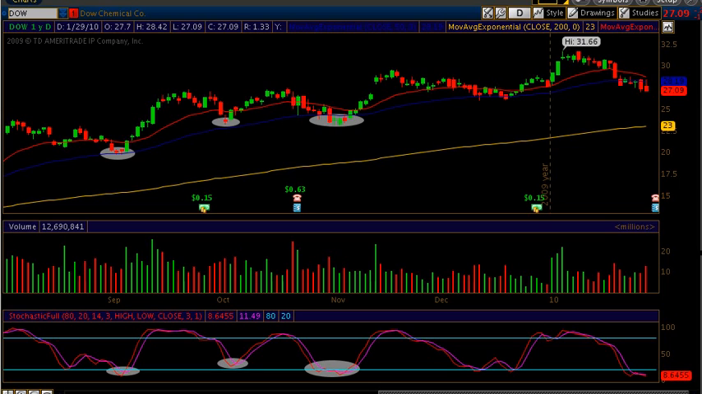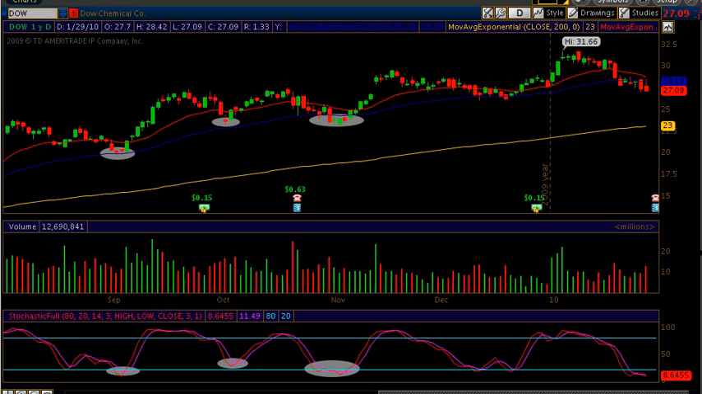Sometimes the stochastics will get embedded, and what I like to do is scale out of a trade. I might sell half of my position and then put a stop loss on the other half, maybe at a previous low of that day. But we can talk about that in a later video about scaling out of positions and taking profits.